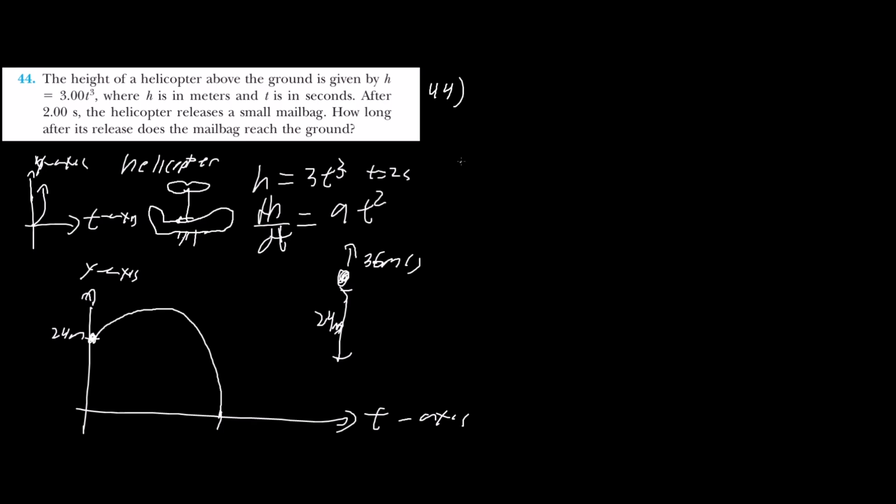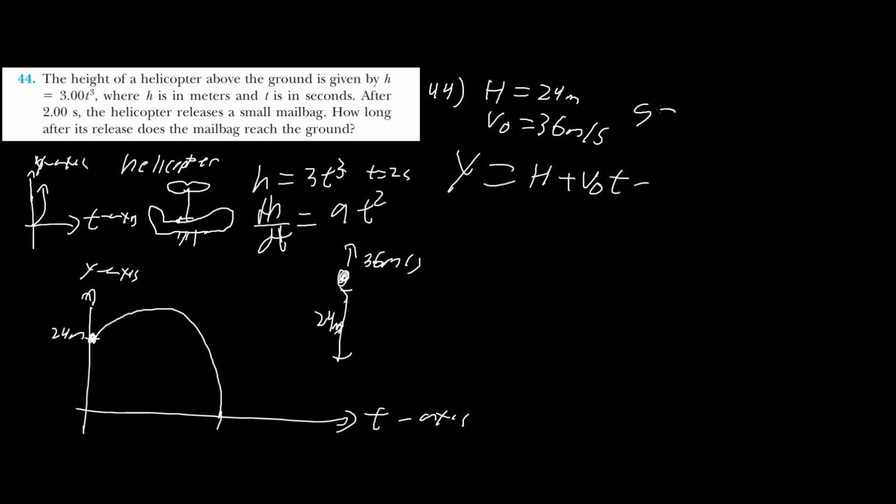That's the motion graph. In other words, folks, the motion graph is going to be some initial position, which I'm going to call capital H. Capital H being 3 times 2 cubed, 3 times 8, which is 24 meters. Plus the initial velocity, which we get by taking the derivative with respect to t and plugging in 2. So 9 times 4, 36 meters per second. And minus the force of gravity, which is 9.8 meters per second squared, so g t squared over 2. So there's the motion graph. This is the actual motion graph of this parabola-looking shape after it releases the bag.